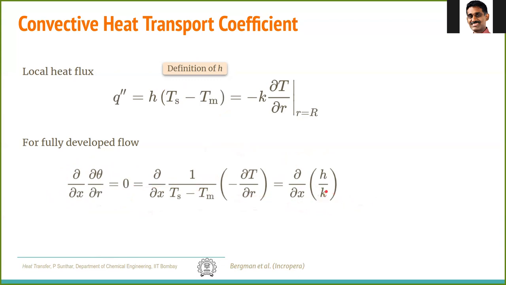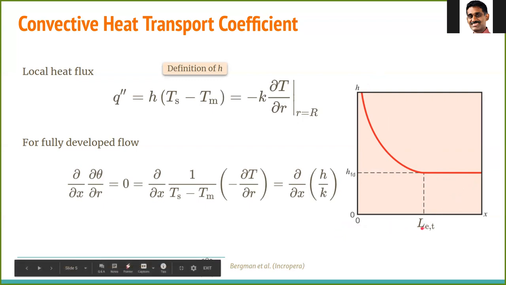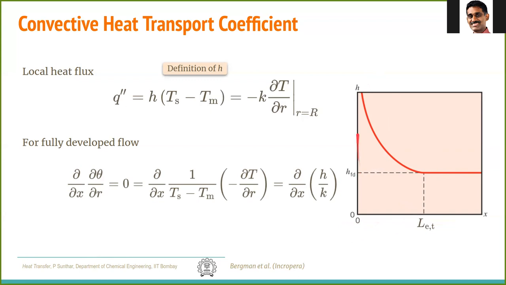If the thermal conductivity is constant, that is, it does not change with temperature, then this essentially means that h is no longer a function of x. So partial h by partial x is zero. The heat transfer coefficient initially is very large, and at the entrance it has to be infinity because the thermal boundary layer is of zero thickness. Then in the fully developed region it becomes constant. So in the fully developed region, the heat transfer coefficient is constant, and that defines your entry length. The entry length is the length at which the heat transfer coefficient becomes constant.